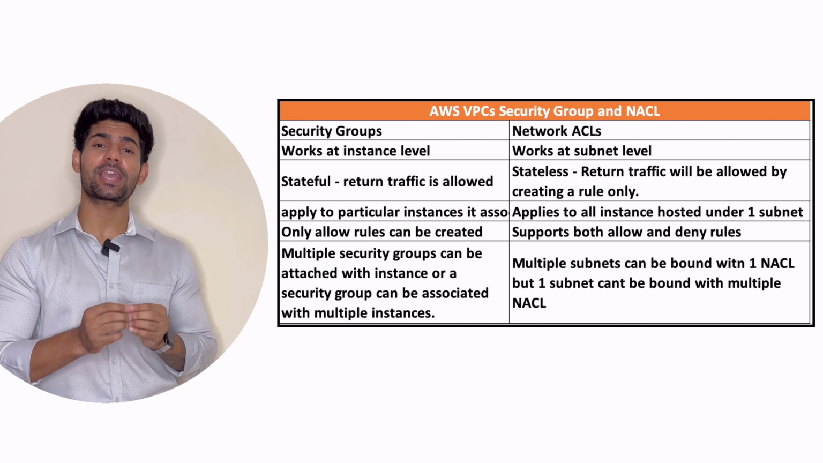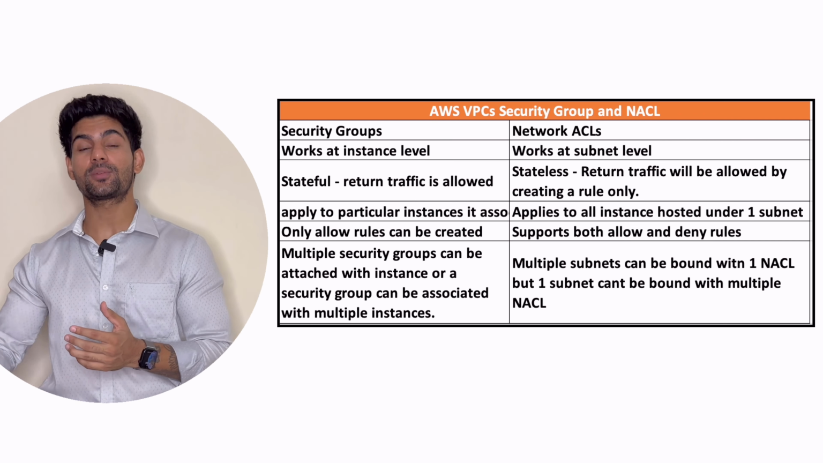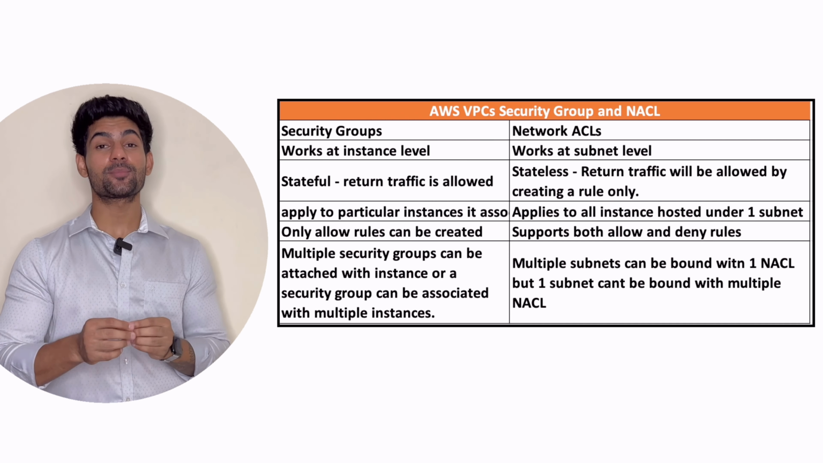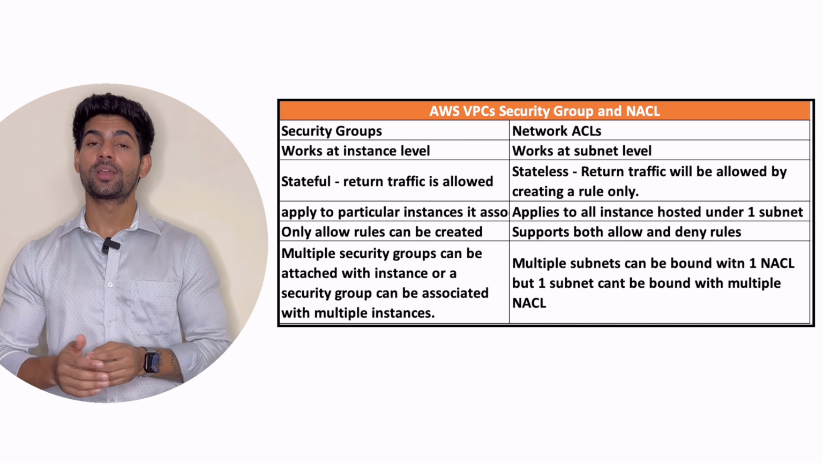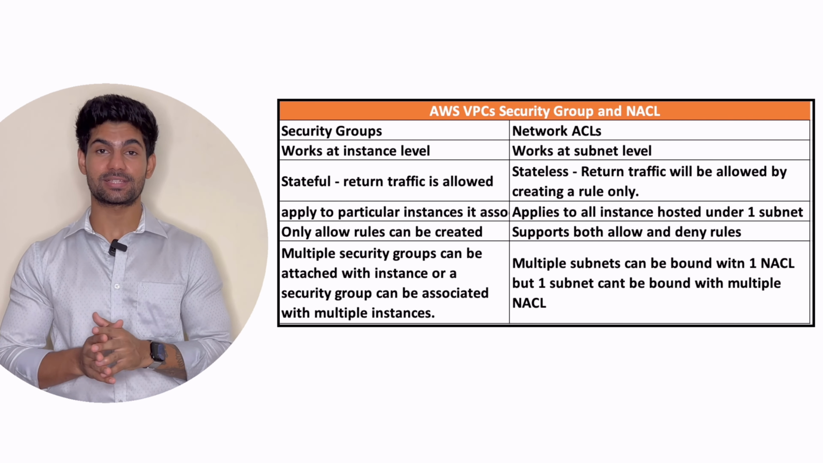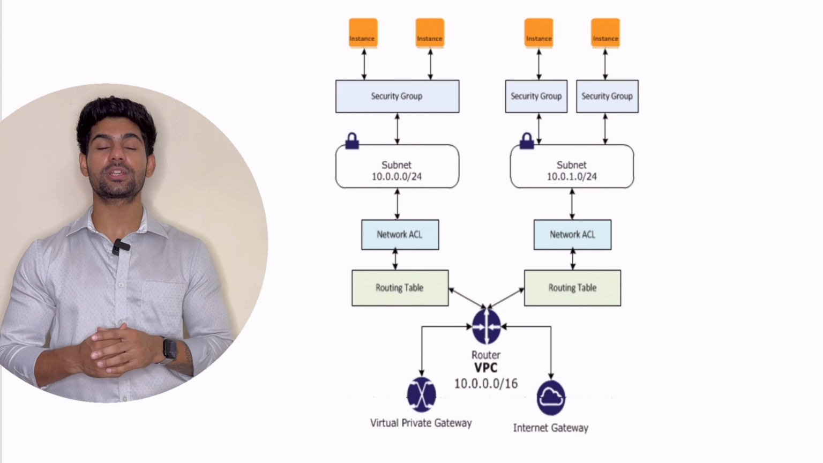Multiple security groups can be assigned to an instance, or a security group can be associated with multiple instances, whereas in NACL multiple subnets can be bound with one NACL, but a single subnet cannot be associated with multiple NACLs. You can see in the architecture there are 4 VMs hosted.